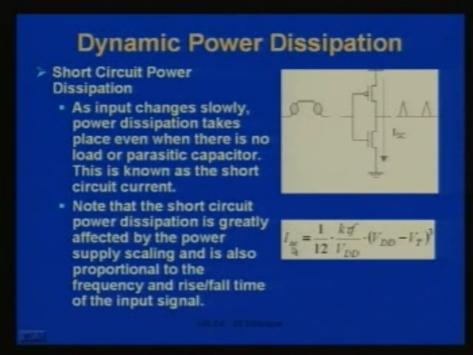And the short circuit current that will pass can be derived as 1 by 12 into K tau F by VDD into VDD minus VT, VT is the threshold voltage, to the power 3. So, you see here also it depends on the supply voltage VDD, it depends on the frequency, and tau is the rise time and fall time. So, tau is the transition time and K is a constant. So, here also there is a strong dependence on supply voltage, there is strong dependence on frequency, and there is dependence on the rise time and fall time.